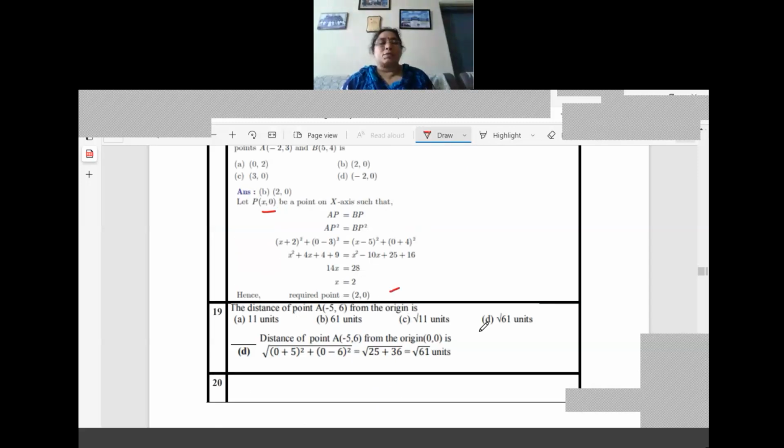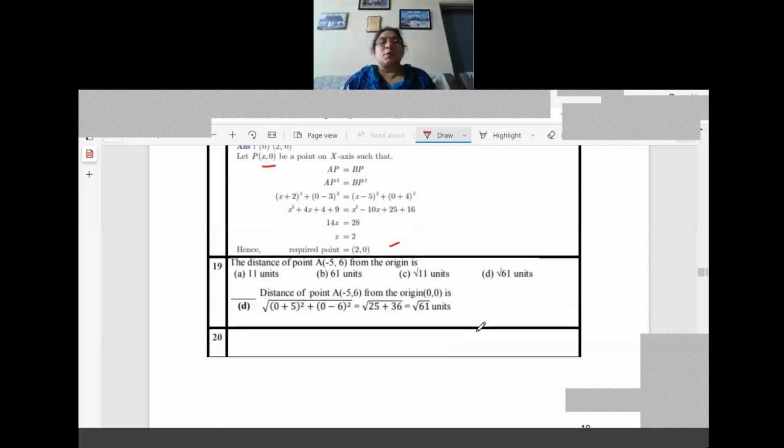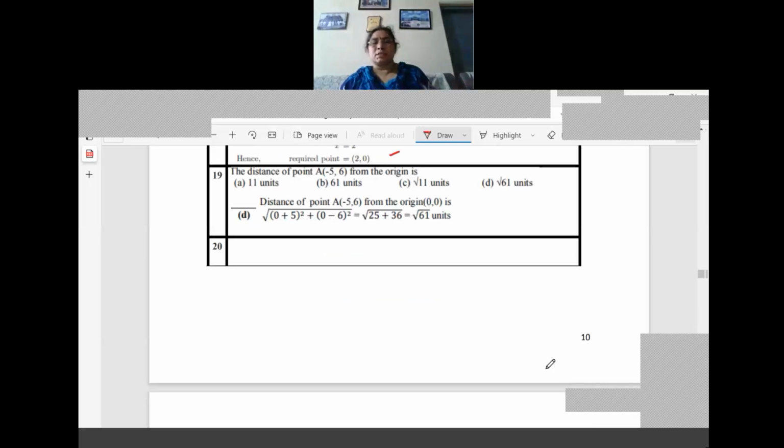Right. What is the next one? The distance of the point A (-5, 6) from the origin. Origin only, a direct question. Listen carefully, this is a sample paper question. Whatever sample paper questions CBSE has introduced, it is mentioned there. What is the distance of the point A (-5, 6) from the origin? Origin is a direct question only: root of x square plus y square. So (-5) square plus 6 square will come under the root. So it is equal to root 61.